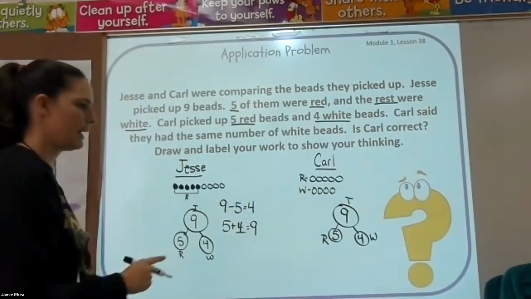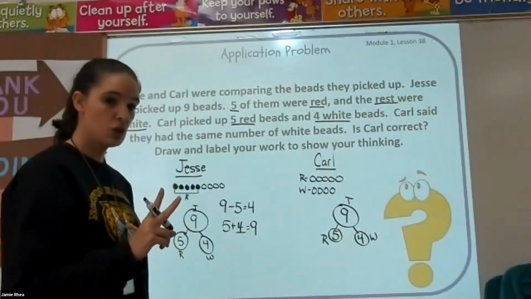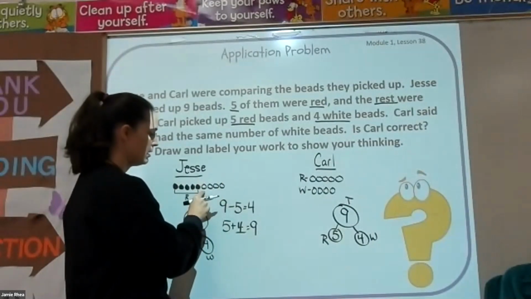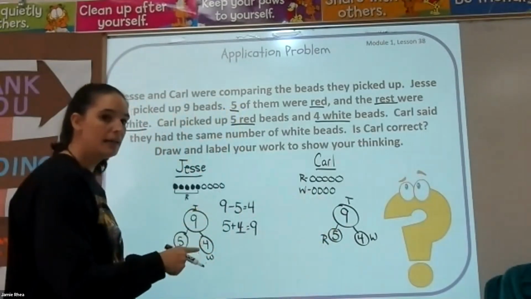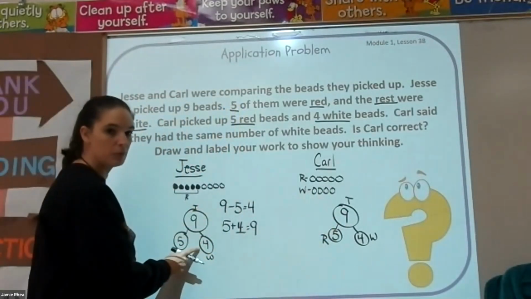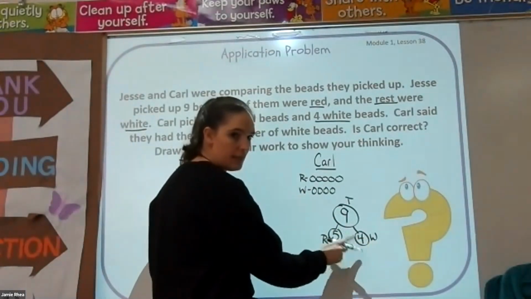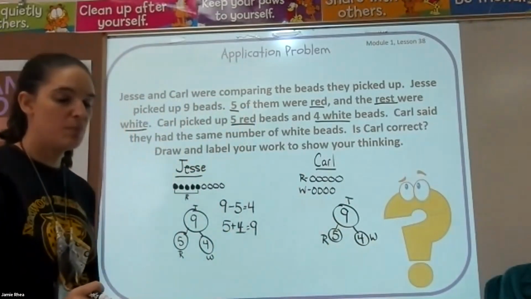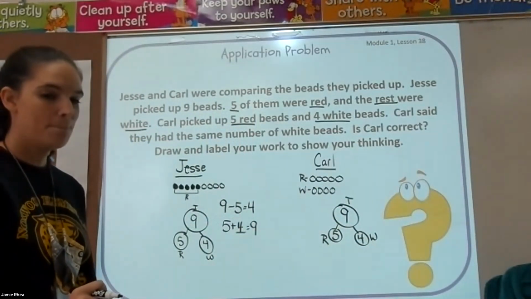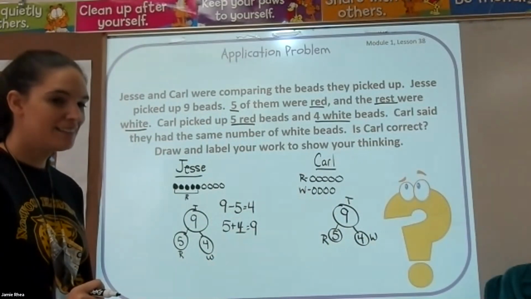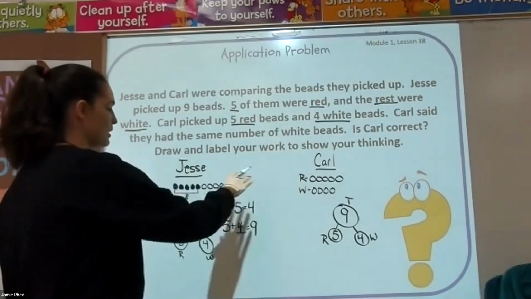Now, can I look at what I have and say, do Carl and Jesse have the same white beads? Well, I can look in two places right now. I can look here at our drawing. He had 4 white beads here, and he has 4 white beads here. I can look at my number bond. I have my W labeled for white. I have 4. Come over here and look for my W for white, and he had 4. So do they both have the same number of white beads? Yeah. Is Carl correct? Do they have the same number? Yes, they do.